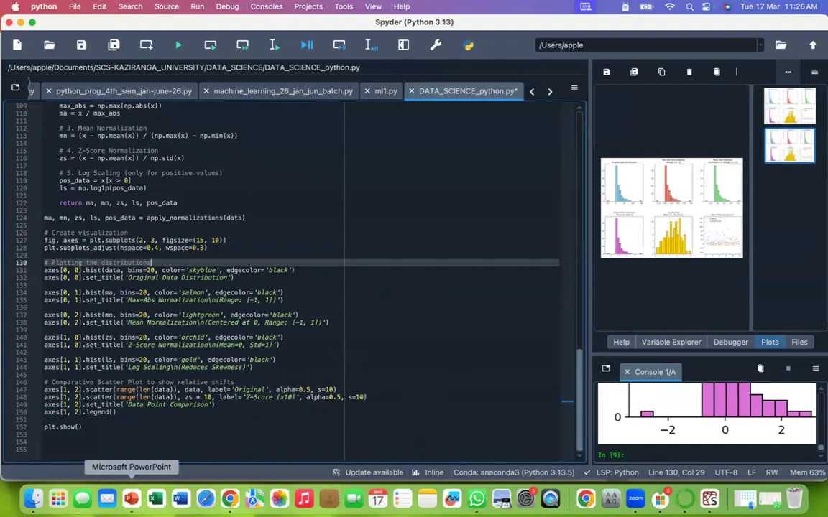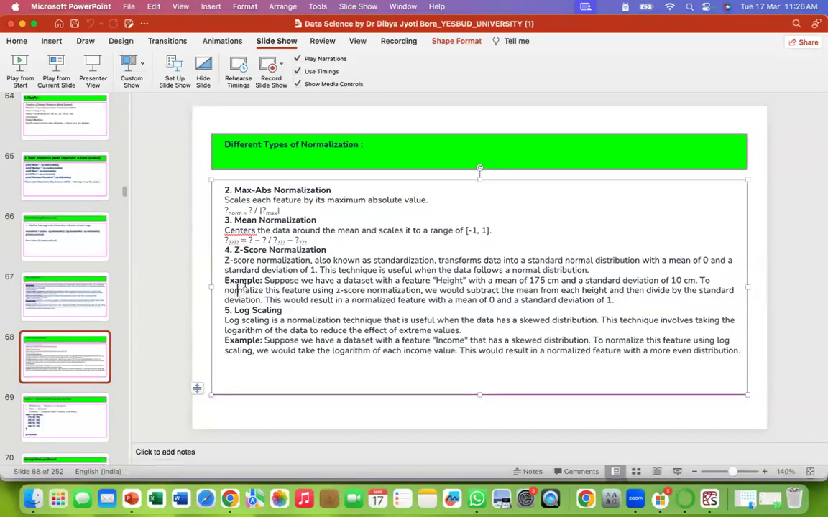I hope today's class is clear to you, where we discussed mainly Z-score and log scaling, and max abs and mean. It's very simple. Max abs scales the data by its maximum absolute value, and mean normalization centers the data around the mean and scales it to the range of -1 to 1. Z-score is for normal distribution, and log scaling is for skewed distributions.